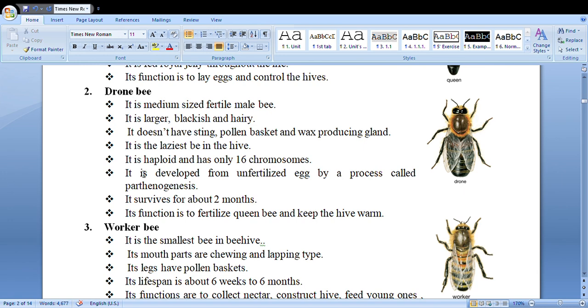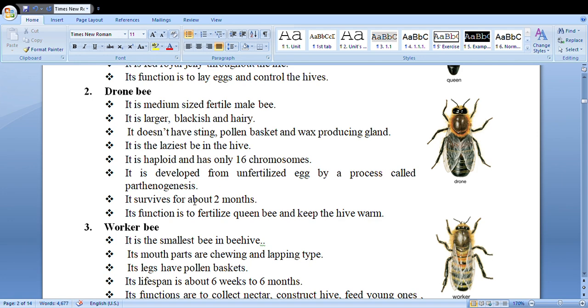It is haploid and has only 16 chromosomes. Haploid means half the number of chromosomes in its cells. It is developed from an unfertilized egg by a process called parthenogenesis. So the parthenogenesis process is responsible for the production and development of the drone bee or male bee. Sometimes the question is asked, what is parthenogenesis? Parthenogenesis is the process of development of a male bee or drone bee from an unfertilized egg.